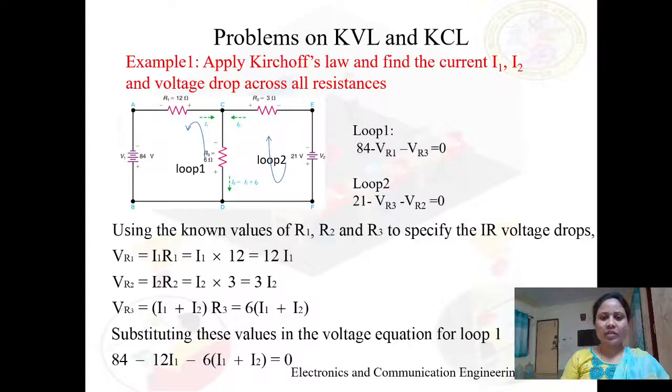Kirchhoff's current law states that the algebraic sum of currents meeting at a junction or node is equal to 0, or we can also say the sum of currents entering a node or junction is equal to the sum of currents leaving the node or junction. And KVL can be stated as the algebraic sum of voltages in a closed loop is equal to 0, or the algebraic sum of voltage drops of all the branches and the EMFs in a closed loop is equal to 0.